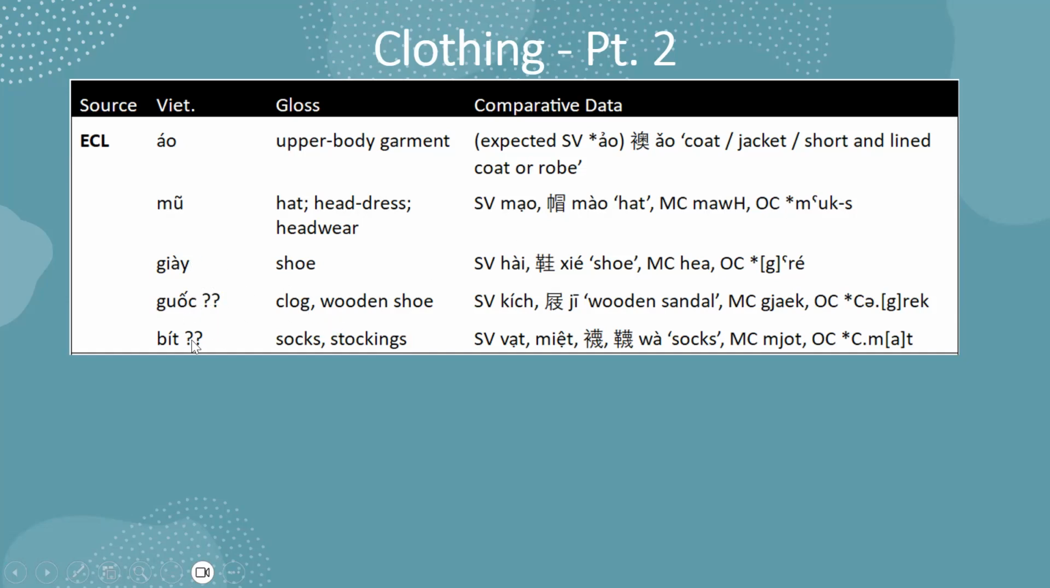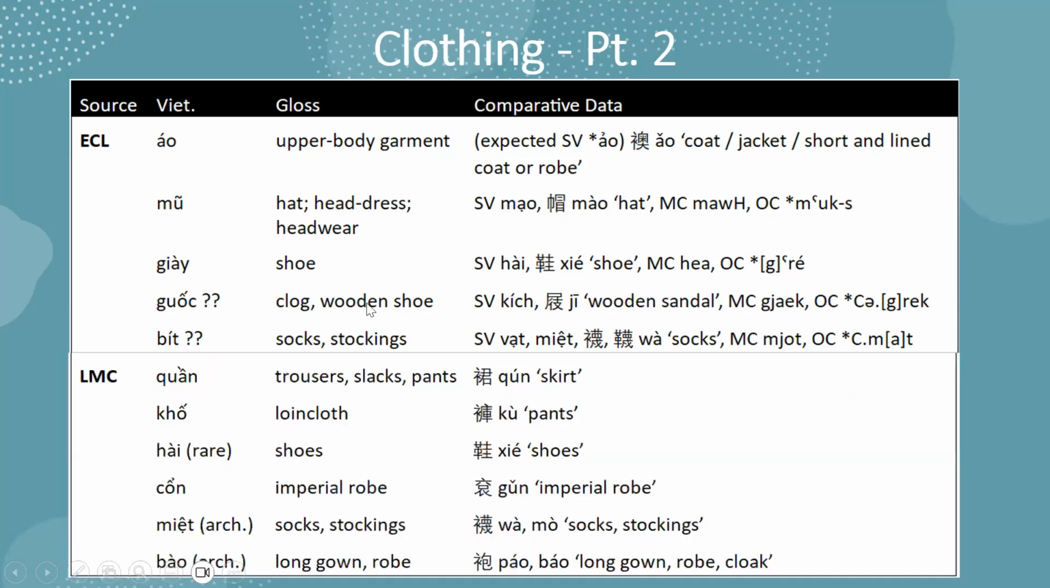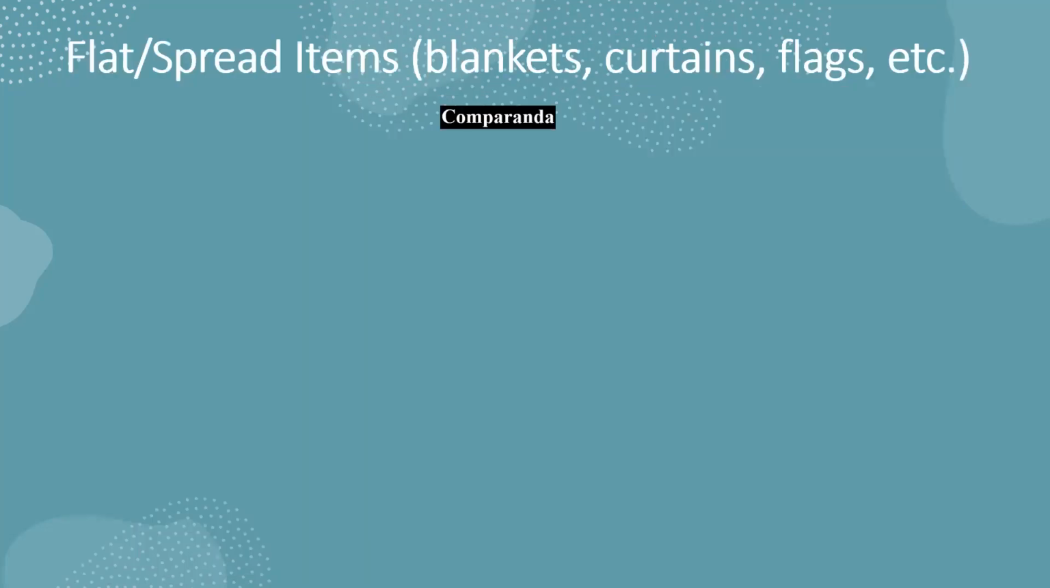I'm not totally certain about these, and I would need more data to check on the phonological forms, but there are also some late Middle Chinese forms, the Sino-Vietnamese readings. Some of these are archaic and not used so much. And of course, people don't walk around using imperial robes too often, but clearly Chinese lexical influence in the domain of clothing is present. Okay.